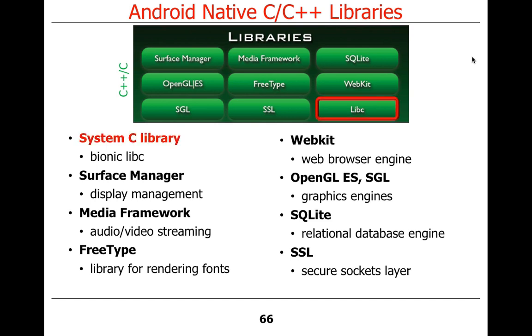So there's the System C library. If you've done any C programming at all, some of you have, some of you haven't, this would be where you'd find the C-level library, standard library functions. So the string functions, file functions, time and date functions, those kinds of things. The thread functions.